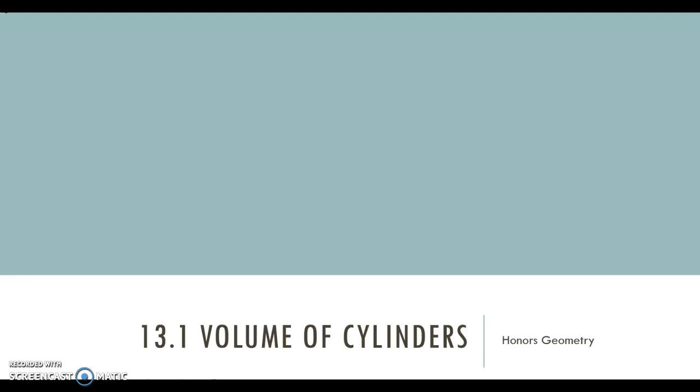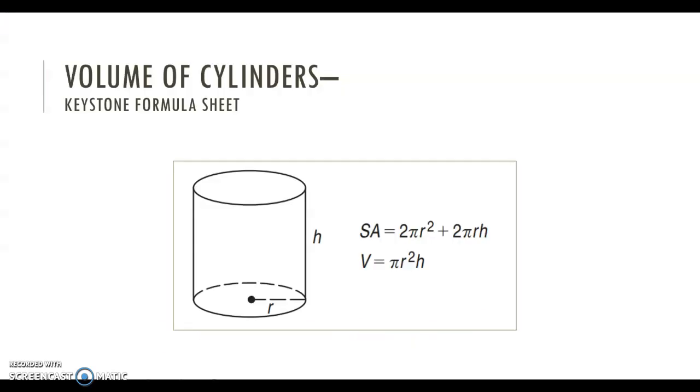Now we are going to look at volume of cylinders, which is also found in 13.1 in your book. So again, looking at the Keystone formula sheet, here's your cylinder. We are looking at volume for this video, so we are going to be using this formula: pi, r being the radius, squared, times the height.